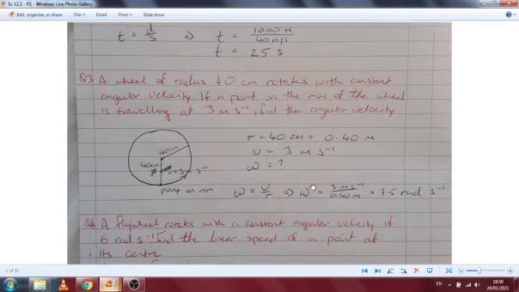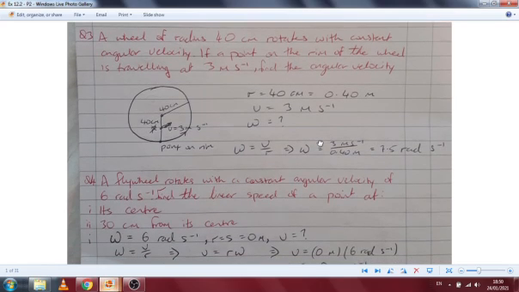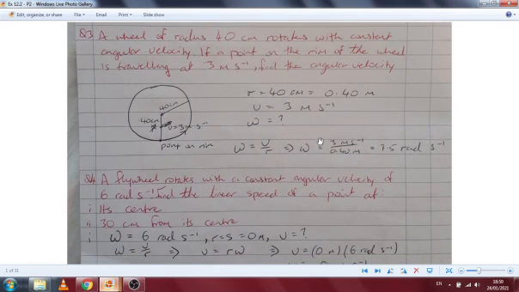Part 3. A wheel of radius 40 centimeters rotates with constant angular velocity. If a point on the rim of the wheel is traveling at 3 meters per second, find the angular velocity. So again, you might need to do a diagram just to figure this out. So you have a wheel of radius 40 centimeters. It rotates with constant angular velocity, so it's moving around at a steady speed.